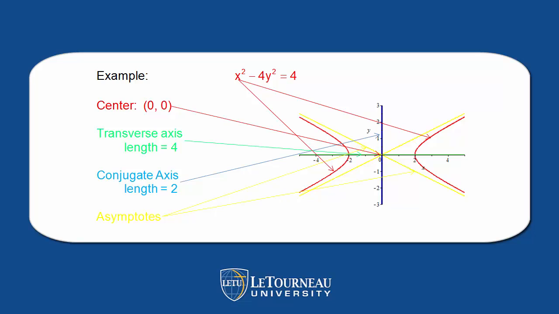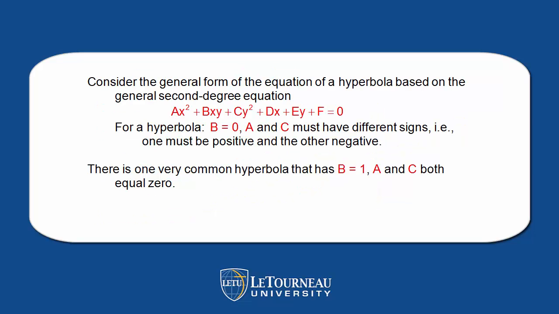Here's an example that we've drawn of a hyperbola. Notice those asymptotes, they're the yellow lines. The hyperbola approaches those asymptotes but never intersects them. We have a conjugate axis here, we have the center at 0, 0, and we have the transverse axis.